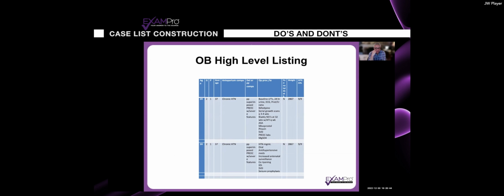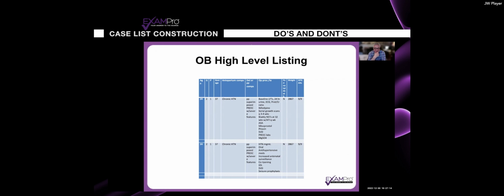Okay, so this will give you an example. These are ones I made up. So you have chronic hypertension, you see for this patient, postpartum superimposed preeclampsia. Now, please don't pay attention necessarily to the abbreviations that I used. We'll talk about abbreviations in a minute. But you can see baseline LFTs, 24-hour urine, ECG, protein creatinine ratio, nifedipine, serial growth scans, yada, yada, yada, and so on and so forth.